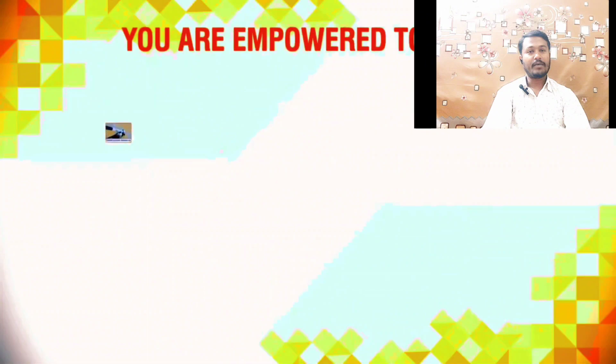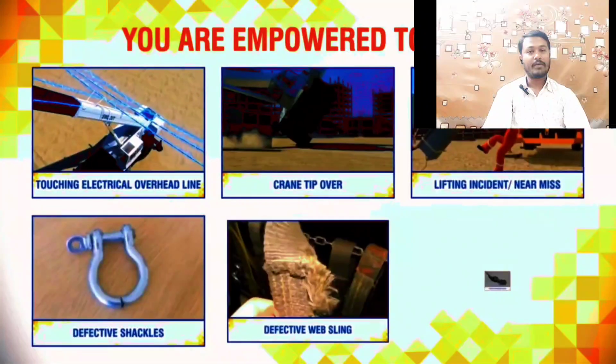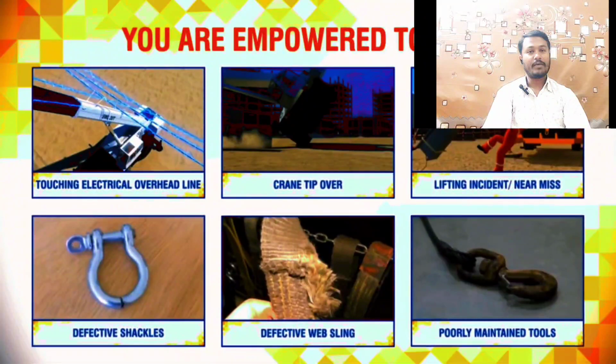Remember, you are empowered and obligated to stop if any unsafe action or condition is observed. Report unsafe actions and unsafe conditions to your supervisor or safety advisor.